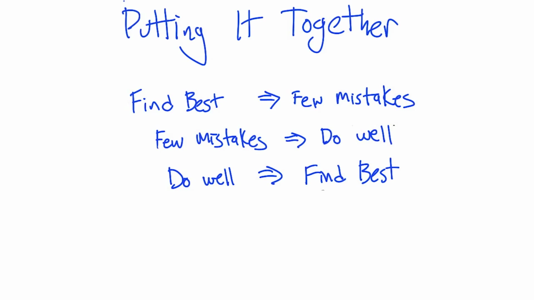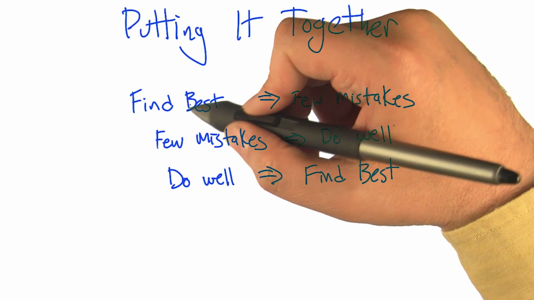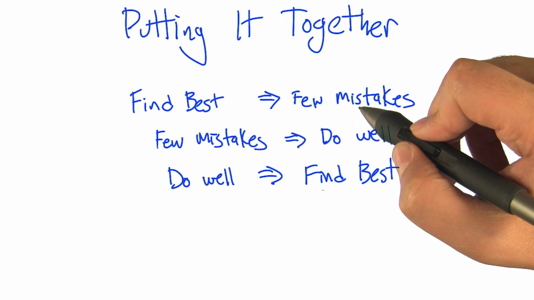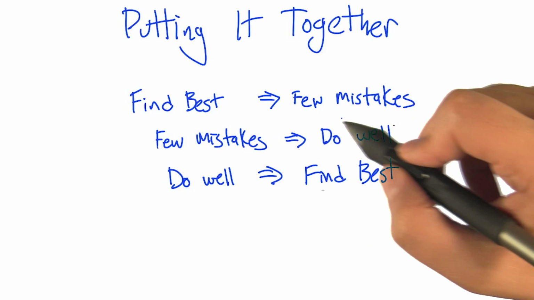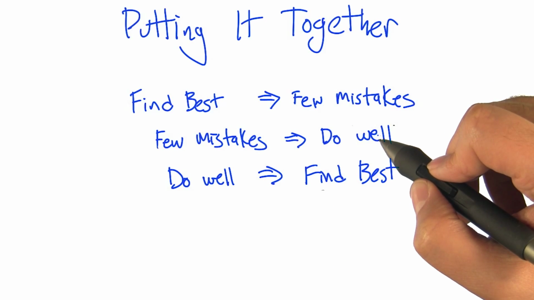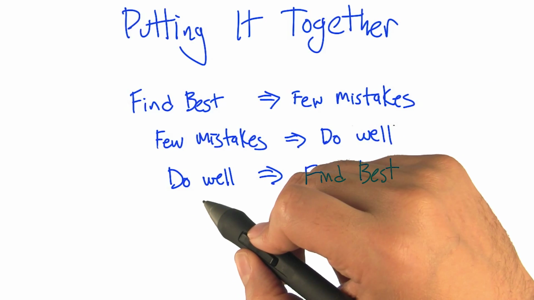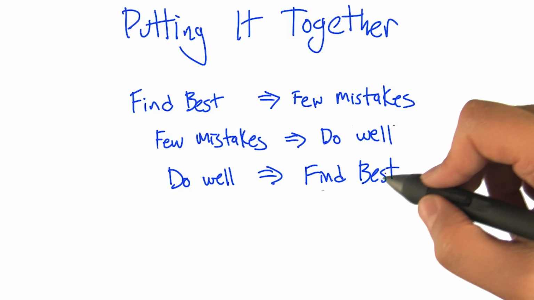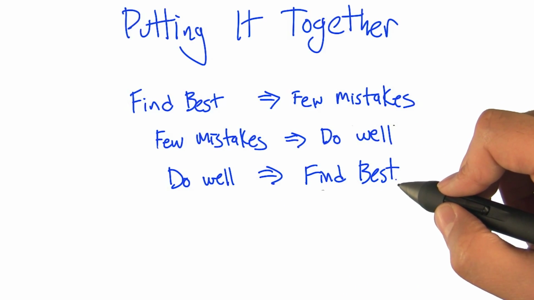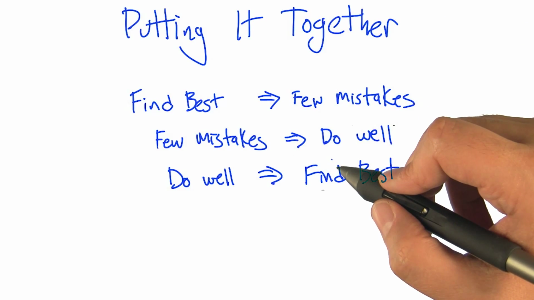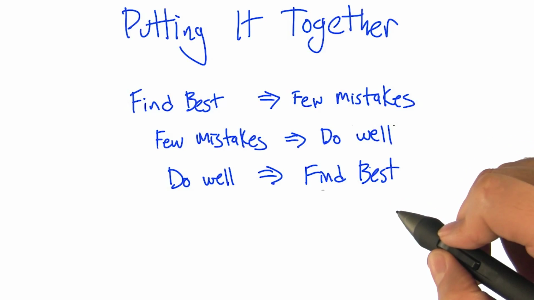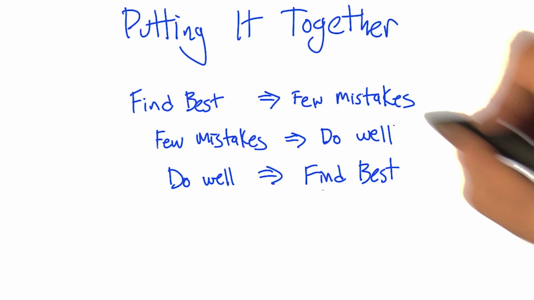So now that we've gone through that exercise, let's put these pieces together. We showed 3 separate results: that being able to find the best or nearly the best lets you make few mistakes. Being able to make few mistakes lets you do well on average per step. Being able to do well on average per step gives you the ability to actually find a nearly best arm. So all these things are actually equivalent. If you give me an algorithm for doing any one of these, I can derive something for doing the other 2. Just kind of do it in a circle here.